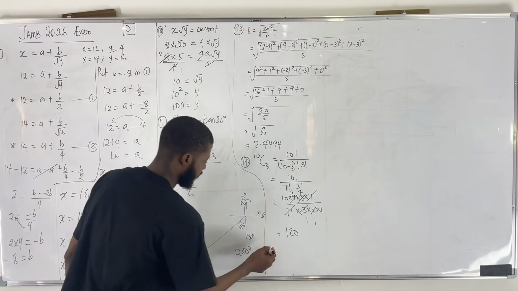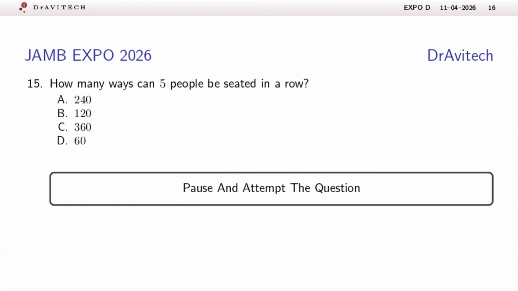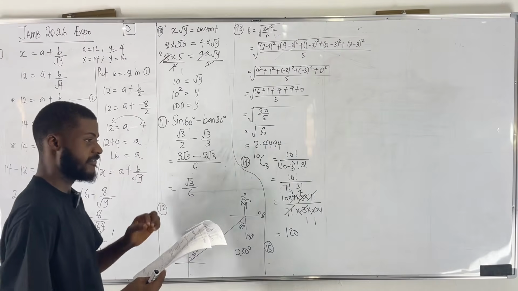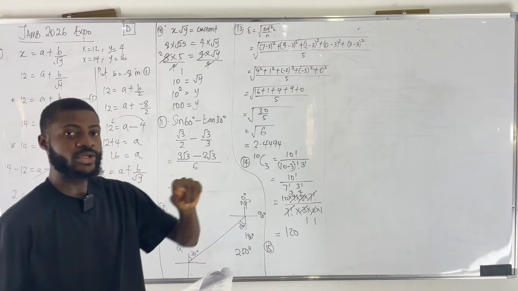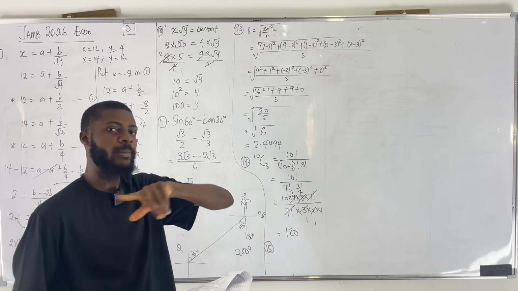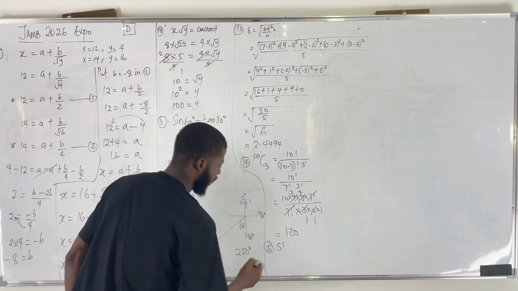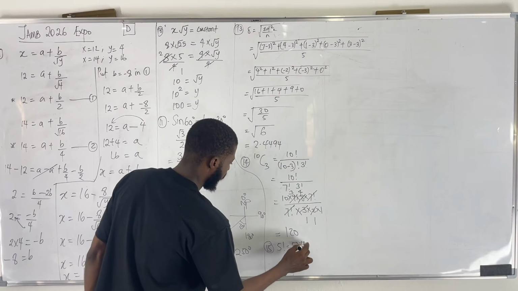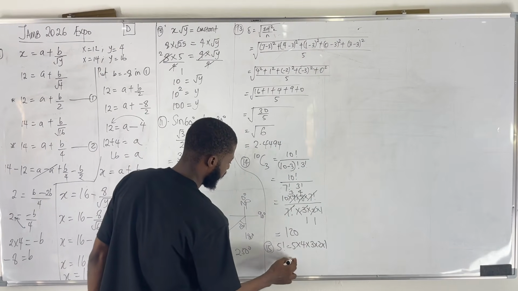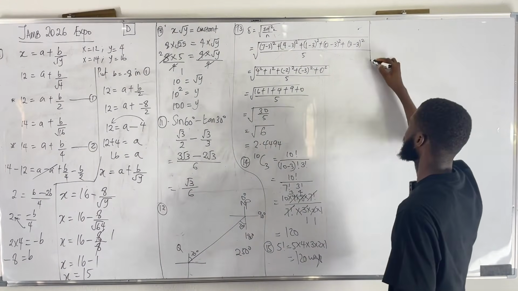The next one is question 15. Question 15 says, how many ways can 5 people be seated in a row? This is the same thing. Take note, it's not in a circle. If it's in a circle, you do minus 1. But this is just a row. So in a row, the answer will just be 5 factorial. That's 5 times 4 times 3 times 2 times 1. So that's 120 ways also.